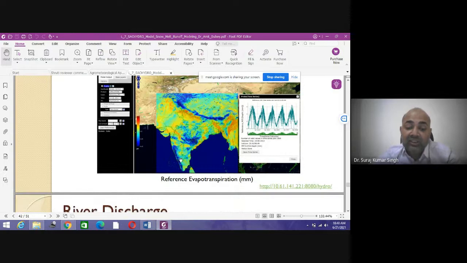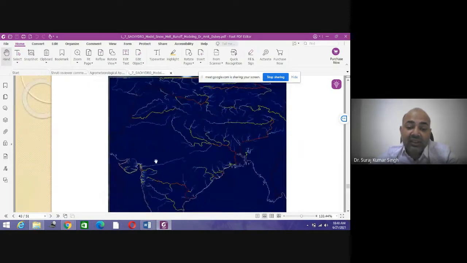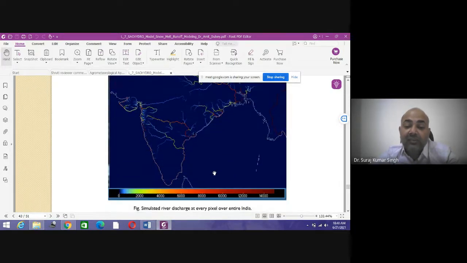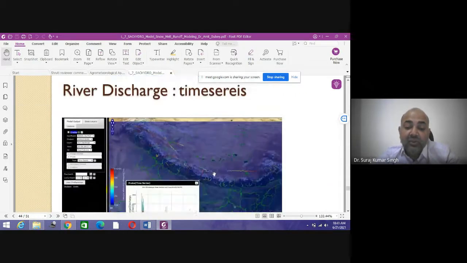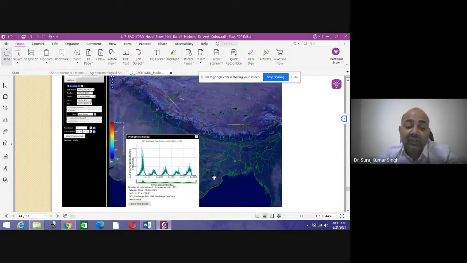So all these river datasets, or the parameters that are responsible, can be easily calculated using this SAC hydro model. And finally, we can calculate the river discharge, which are the areas having the maximum volume, maximum value, minimum value, and that is calculated for the entire India, so that we know which are the areas having higher discharge and which are the areas having lower discharge.